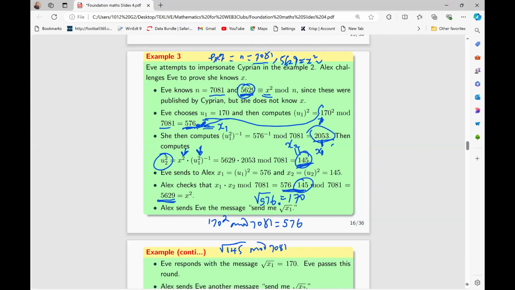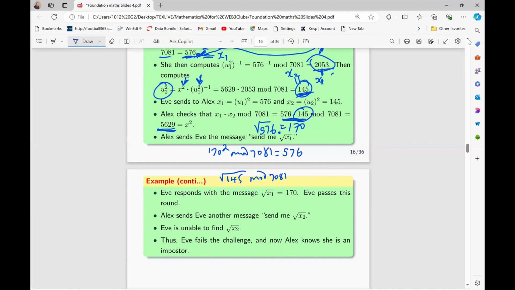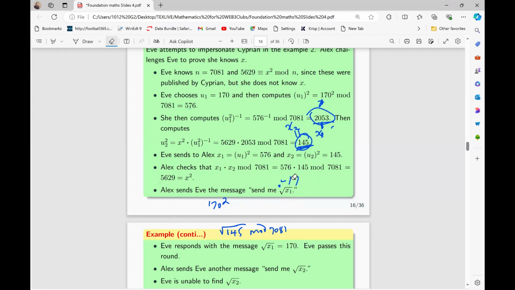These are very difficult arithmetic. So she fails on that level. She fails that. So she has scored only 50% and failed the challenge. You're able to tell that she is an impersonator, because if she were not an impersonator, she'd have the square root of those two numbers. So that means she doesn't know what x is, because she cannot get the square root of x squared. Because for you to get the x, you must know the square root of x squared.